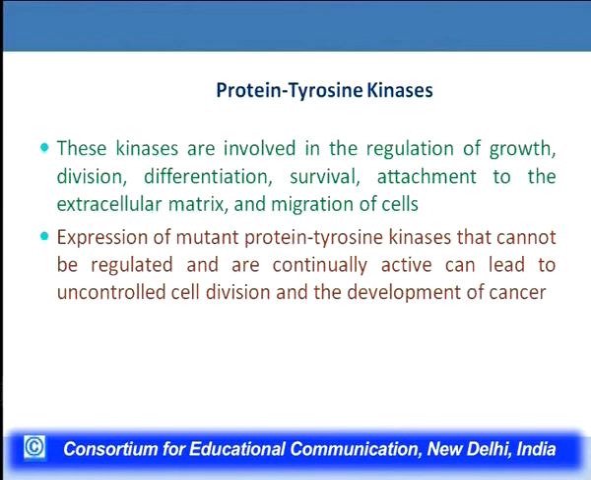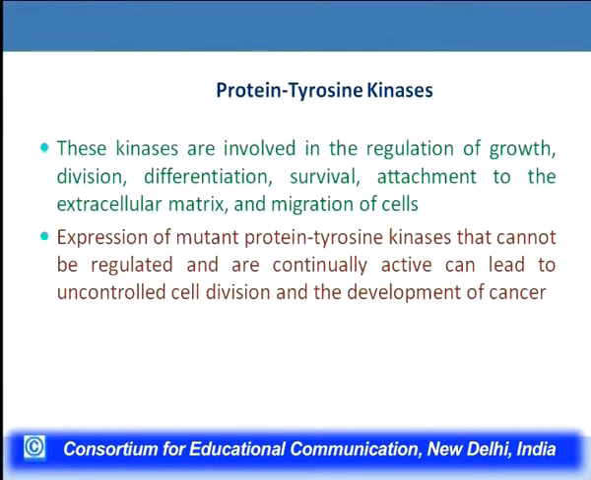Now, these protein tyrosine kinases, as we know their importance, there are about 90 different types. They are involved in a large number of activities within the cell, which range from regulation of growth, cell division, cell differentiation, survival of these cells, attachment to the extracellular matrix, which is very important for the cells to survive, as well as migration of cells. So all these activities involve one or other type of protein tyrosine kinases.